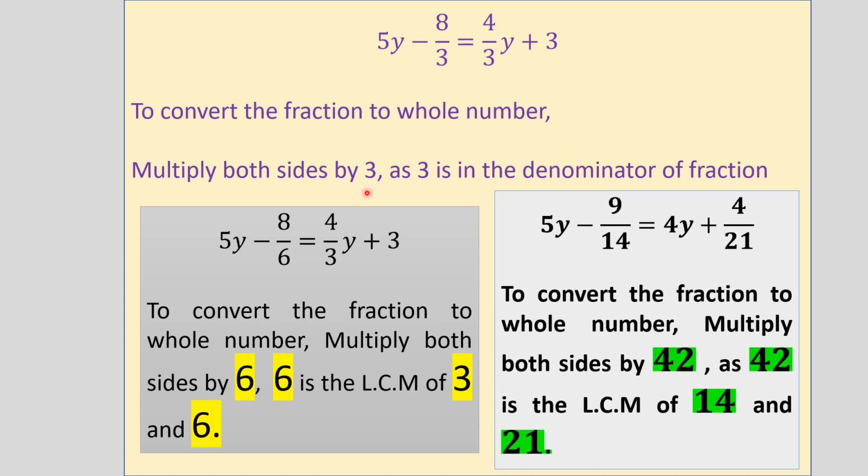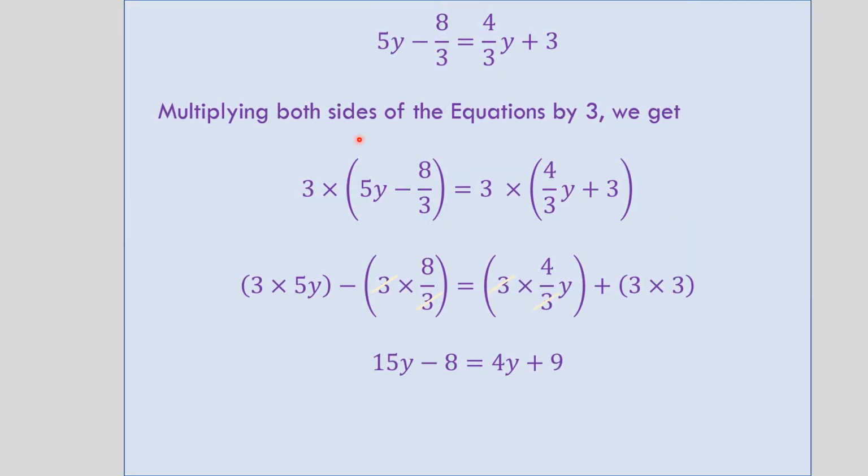If we have some other denominators, to convert the fractions into whole numbers, we will multiply by their least common multiple, that is LCM. Like on the left side example here, we need to multiply by 6 to convert all the fractions into whole numbers. While on the right side, the suitable number would be 42, because if we multiply by 42, our fractions 9 by 14 and 4 by 21 will convert into whole numbers.